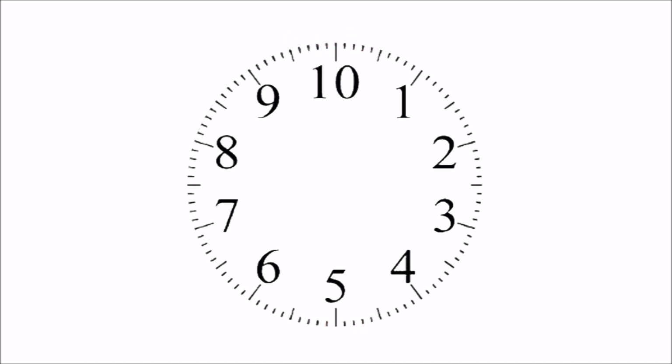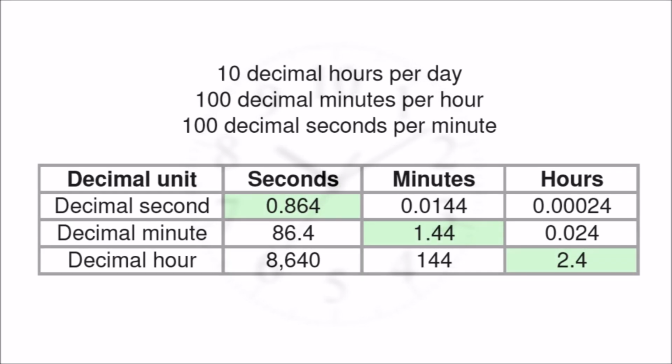There are 100 minutes in an hour and 100 seconds in a minute, so we have 100 markings around the perimeter of our clock. Hour, minute, and second hands move at different rates and in different proportion than a standard clock. This table shows that a decimal or metric second is shorter than a standard second, while a decimal minute is longer than a standard minute, and a decimal hour is much longer than a standard hour.